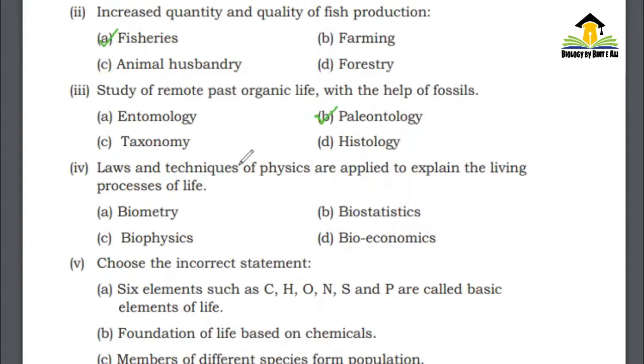MCQ number 4, laws and techniques of physics are applied to explain the living processes of life: A. Biometry, B. Biostatistics, C. Biophysics, D. Bioeconomics. The right answer for this MCQ is biophysics.